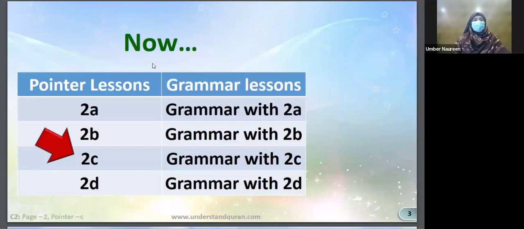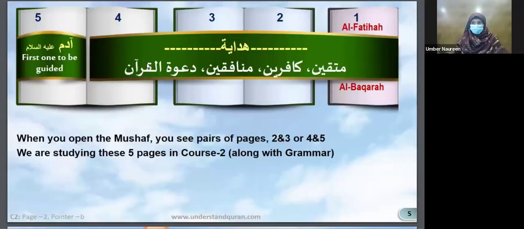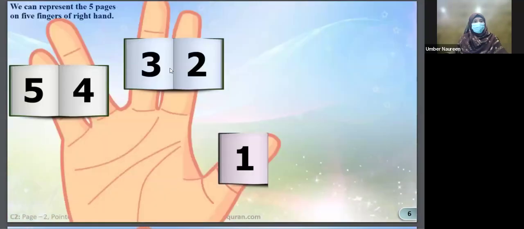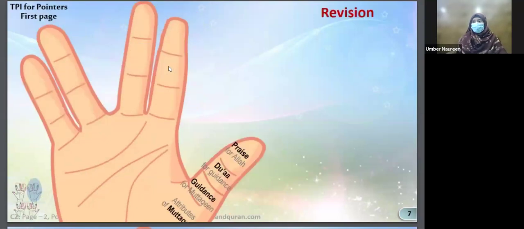MashaAllah. So now, today, we are on page 2, and 2C we will read, inshallah, and the grammar part of 2C we are going to study. We are doing Surah Al-Baqarah along with Surah Al-Fatiha on these 5 fingers. The first finger, second and third are together, and then fourth and fifth are together. Here's the division of the fingers. So first finger, first page we have done. We are on the second page and the second fingers, and we are doing this through the pointers.